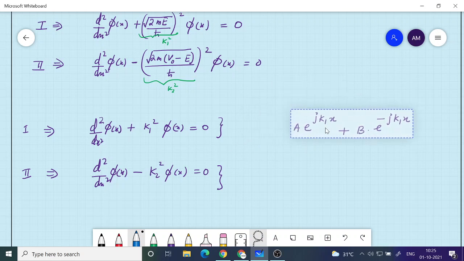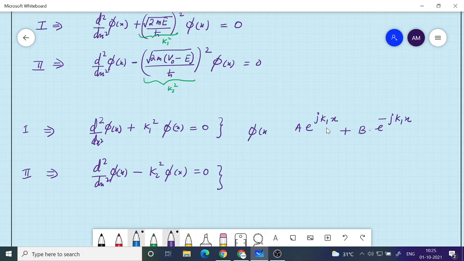That's a very common case which we encountered even in the particle in a box. There also the potential was 0, so we had that case. So this is phi of x in region 1. Okay, so I will call it like this. Then phi of x in region 2, I can put a region 2 here.